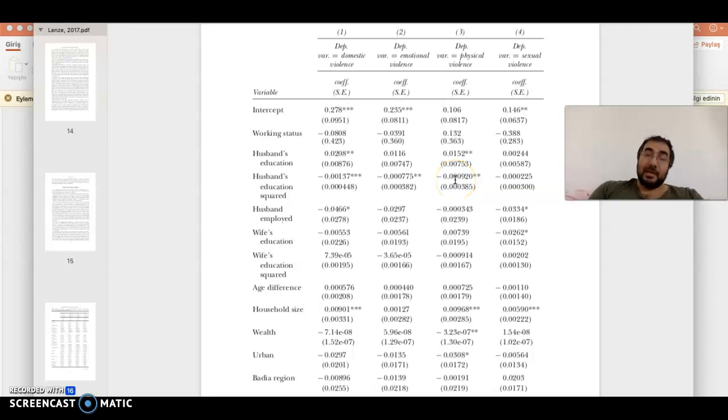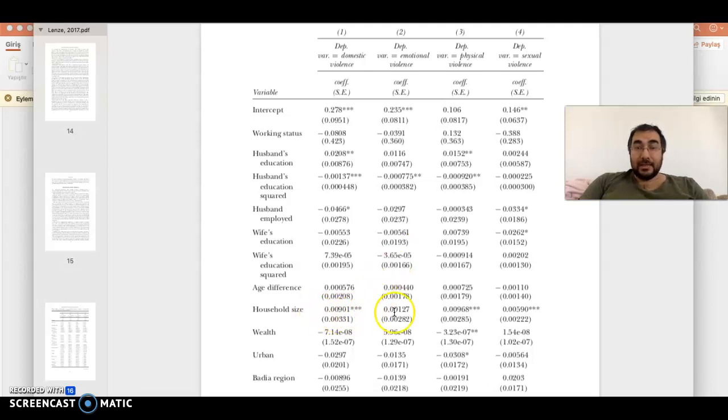Here, this is not anymore like the analysis in the previous article. Here, if any number is greater than 0, that means the effect is positive. If a number is less than 0, the effect is negative. So we are not taking 1 as our benchmark here. And then, if the husband is employed, that decreases the possibility of sexual violence, by the way. Wife's education decreases the possibility of sexual violence, basically.